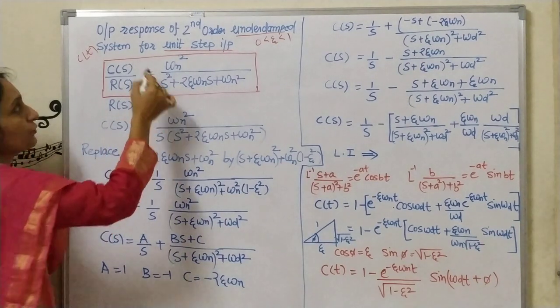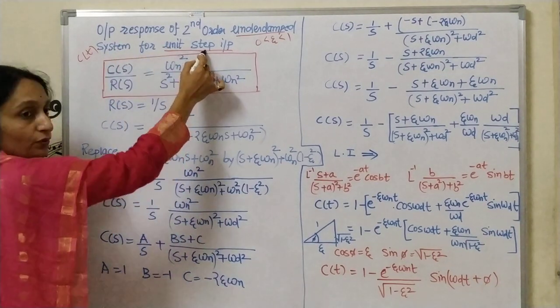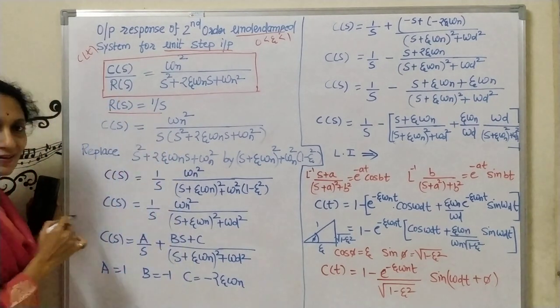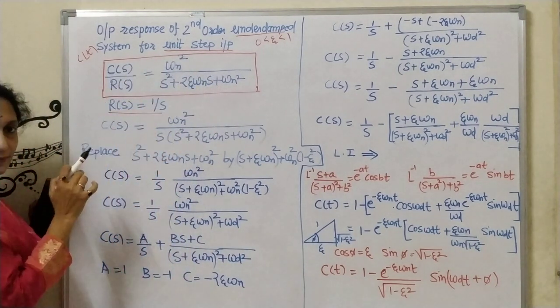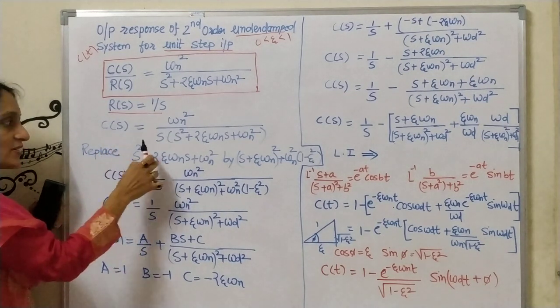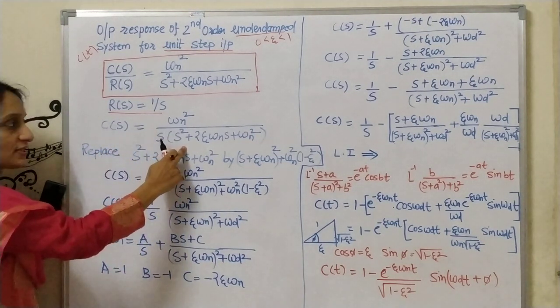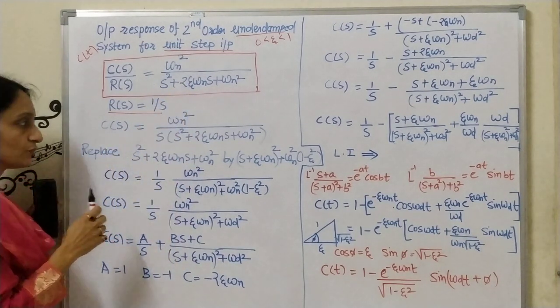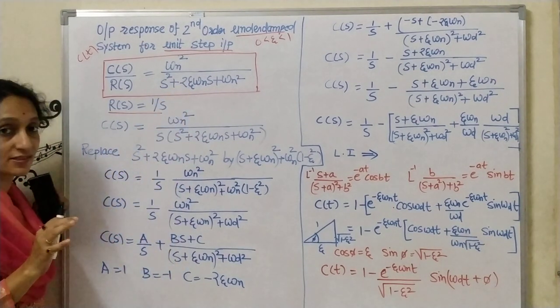Now here we need to calculate output response for unit step input. So what we will do, we will substitute R of S is equal to 1 by S in this transfer function. So we got C of S as this one because I have substituted R of S is equal to 1 by S. Look at this. Now our task will start.